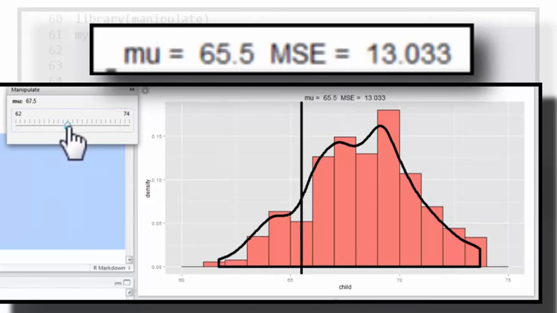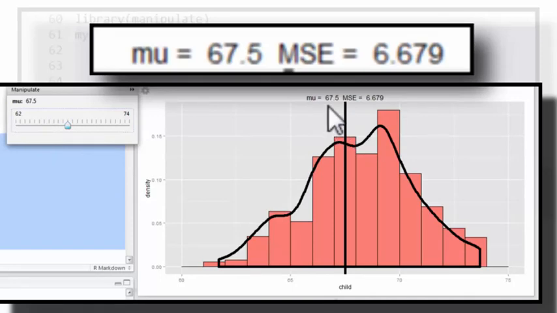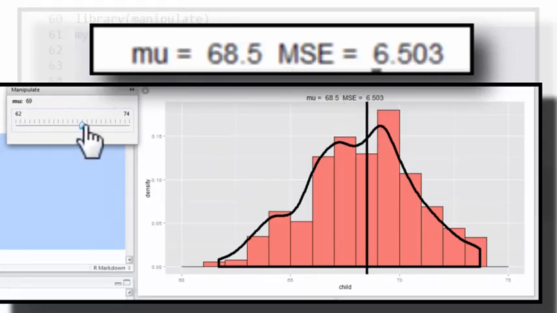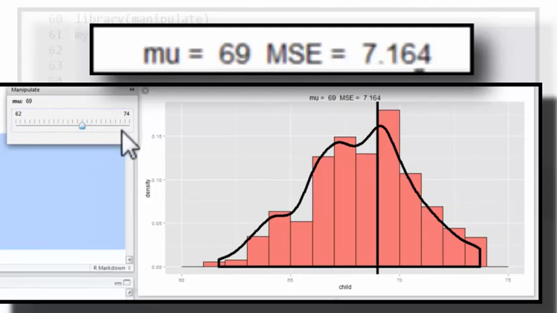Notice the mean has gone up. Let's move it right here. Notice the mean went up to 67.5, but the mean squared error dropped quite a bit. It helped balance out the histogram. That was almost the point where it would balance it out perfectly. And you can see as I get here, it goes down a little bit more, but then at some point it starts going back up again.